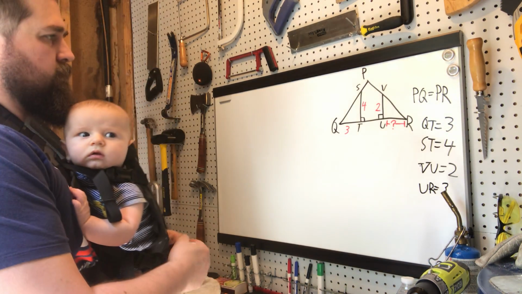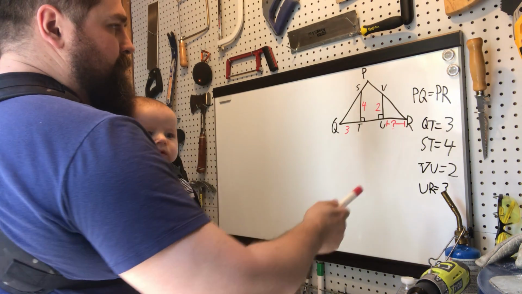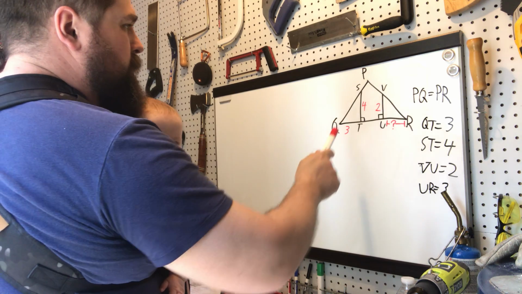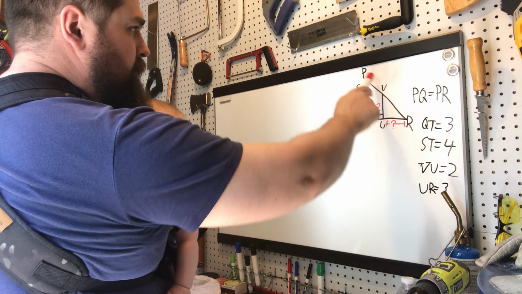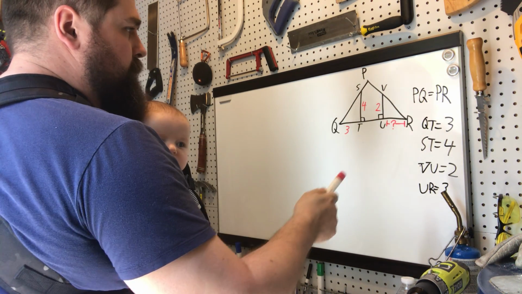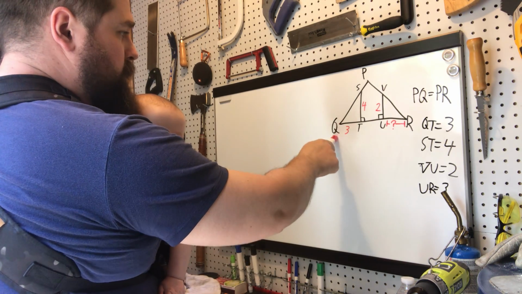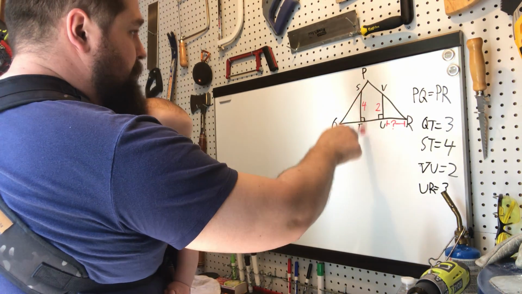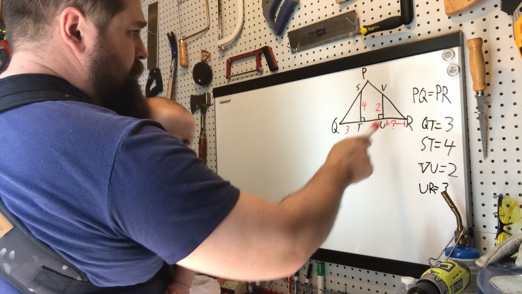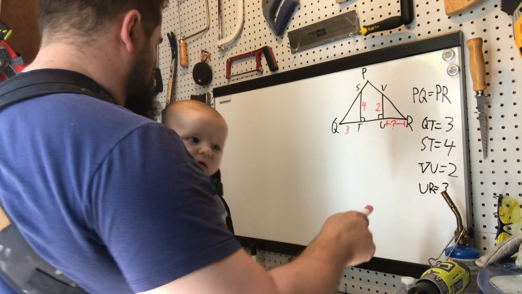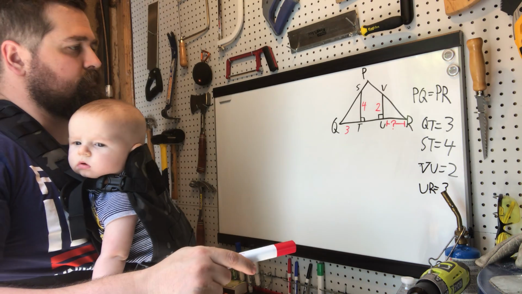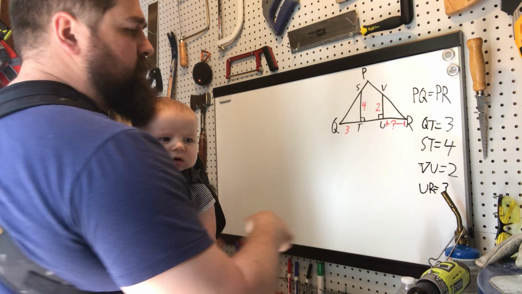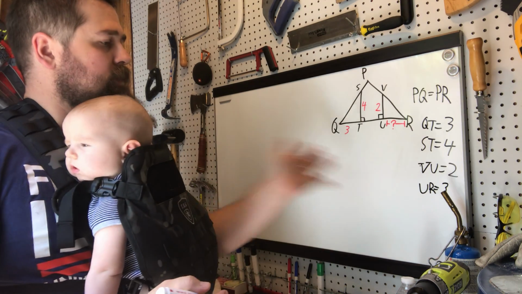So this problem essentially gives you a triangle, P, Q, and R. It tells you that the lengths PQ and PR are the same. They give you the lengths for QT, for TS or ST, and for VU. Oh, let me turn this music down. All right. And then they want you to find UR, right here next to the blowtorch.